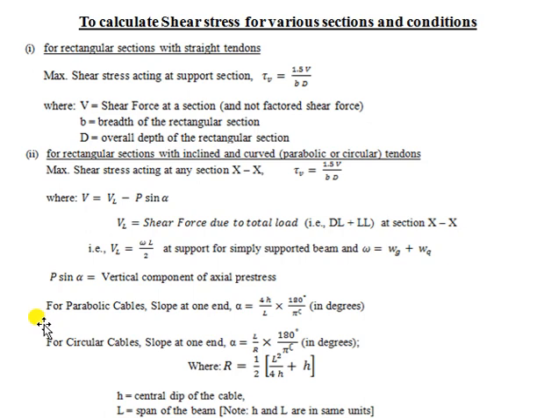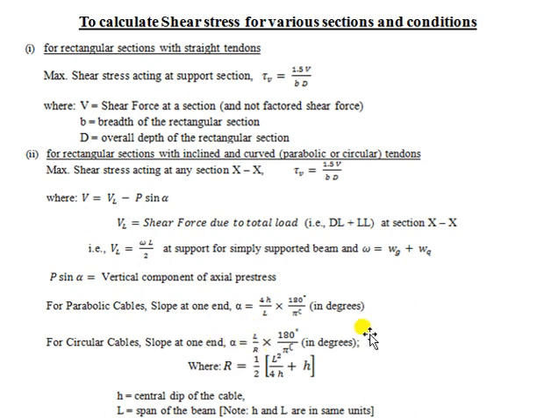For parabolic cables, the slope at one end, alpha, is equal to 4h by L into 180 by pi in degrees. So if I want to calculate the slope of a parabolic cable in terms of radian, then alpha is equal to 4h by L. For circular cables, the slope at one end, alpha, is equal to L by R into 180 by pi. So this we will get the slope in terms of degrees, and if I want to calculate the slope in terms of radian, then alpha is equal to L by R.